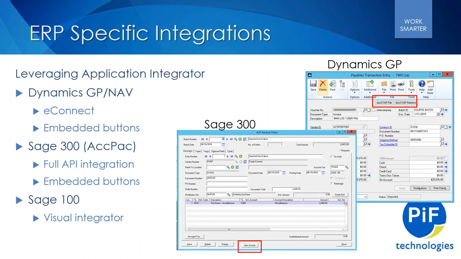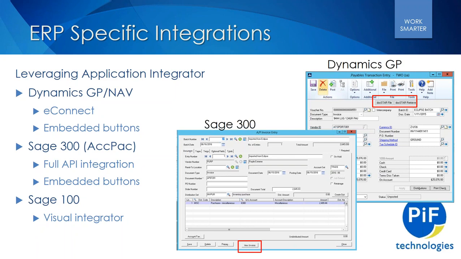All right, so additionally, just so you know, we are a Dynamics and Sage integration partner, EPICOR as well, and you're going to see the ability for us to do things within that application, so embedding buttons. For Dynamics GP and Nav, you'll see here in the top right, we can embed buttons using internal dynamic capabilities, and then basically it calls application integrators.